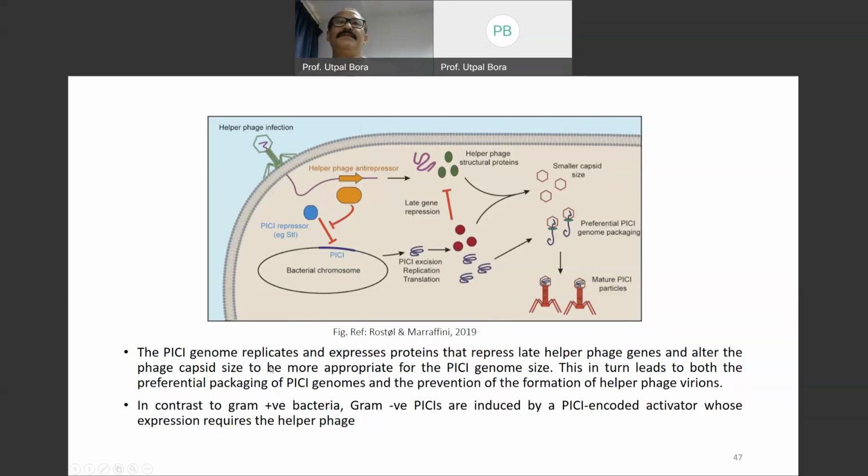The PICI genome replicates and expresses proteins that repress later helper phage genes and alter the phage capsid size to be more appropriate for the PICI genome. This in turn leads to both the preferential packaging of PICI genomes and the prevention of the formation of helper phage variants. In contrast to gram-positive bacteria, gram-negative PICIs are induced by a PICI-encoded activator whose expression requires the helper phage.